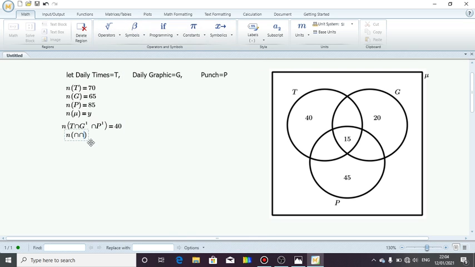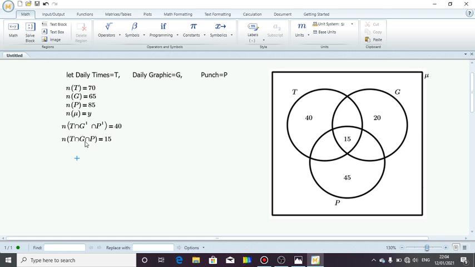Intersection P, intersection G, intersection T. So this one is 15. What this means is those that apply to Daily Times, Daily Graphics, and Punch are 15. So they are supposed to be here. This is how you put it in symbol.